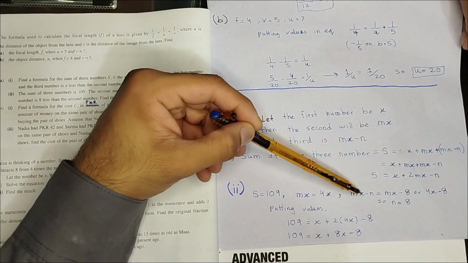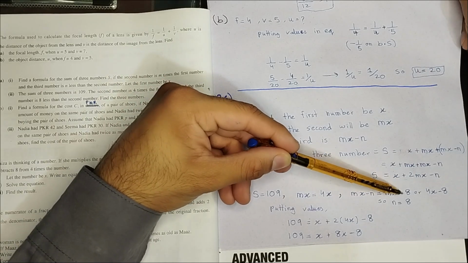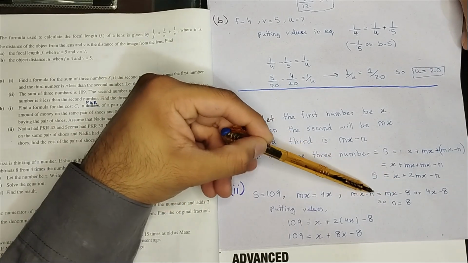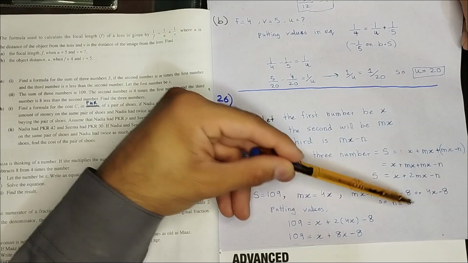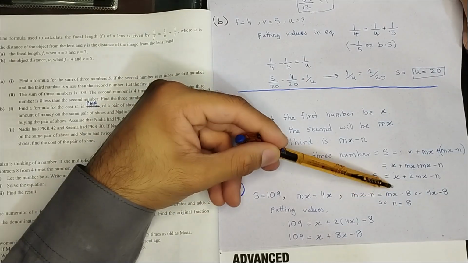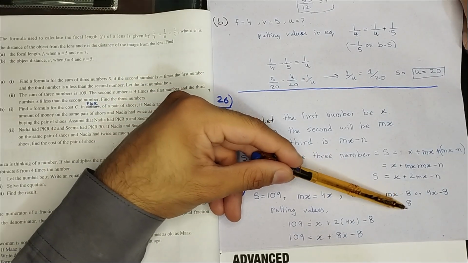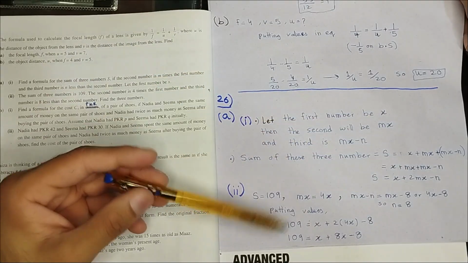Look at them, compare them. mx minus n, mx minus 8. That means n is basically 8. You can just look at it and tell that n is being replaced with 8. n is equal to 8.